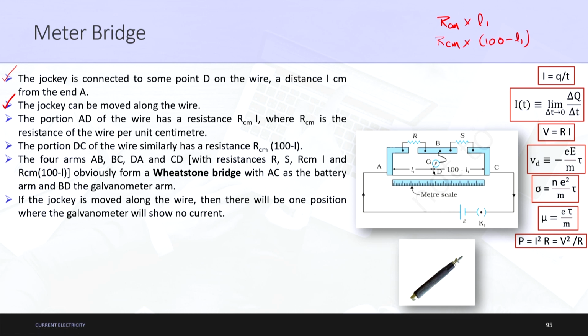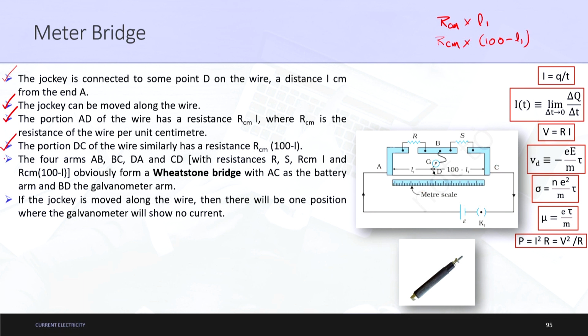So, the portion AD of the wire has a resistance R centimeter into L, where R centimeter is the resistance of the wire per unit centimeter. The portion DC of the wire similarly has a resistance R centimeter into 100 minus L. I explained this also. The 4 arms AB, BC, DA and CD, with resistances R, S, R centimeter into L and R centimeter into 100 minus L, obviously form a Wheatstone bridge with AC as the battery arm and BD as the galvanometer arm, very evident.